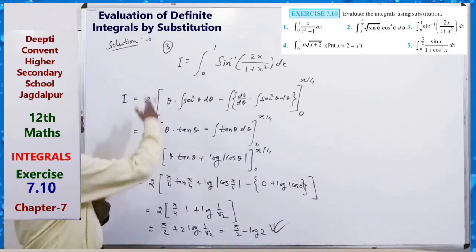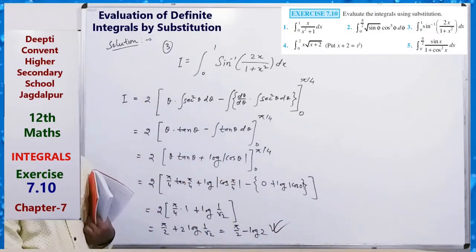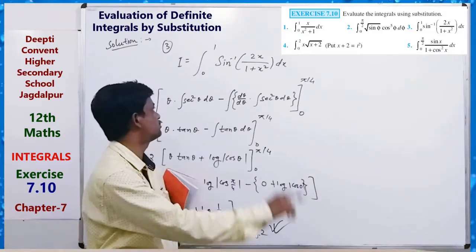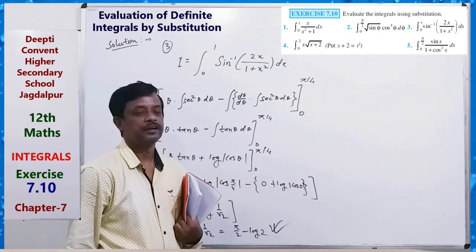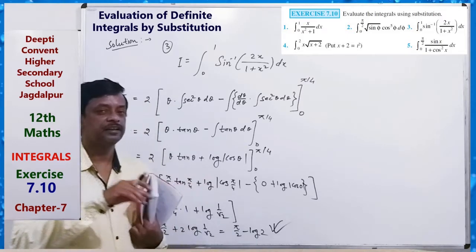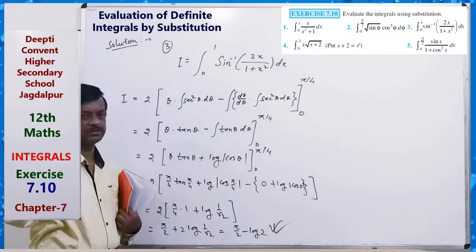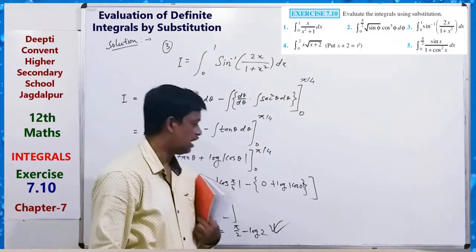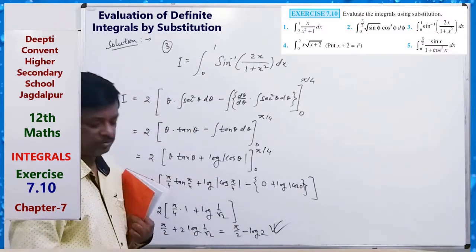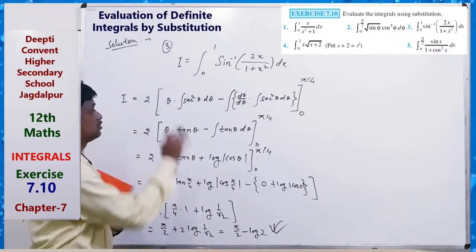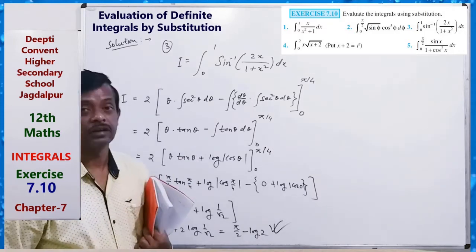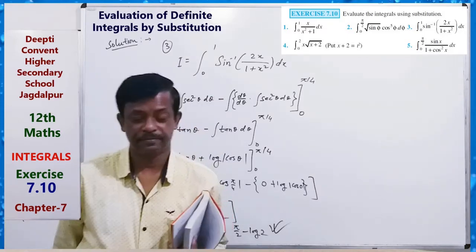Clear? So very simple. Just use substitution and find the limit for the new variable and use that limit and proceed. Integration as before we are doing. Okay. So this was the solution of question 3rd of exercise 7.10.